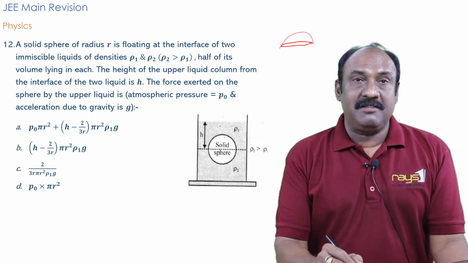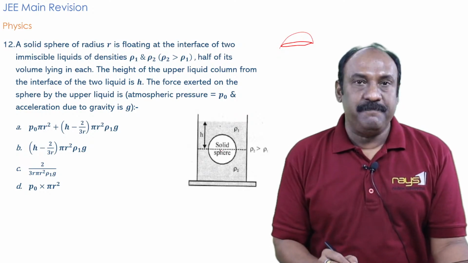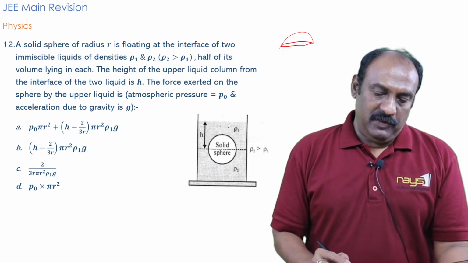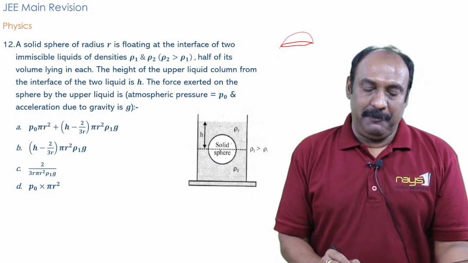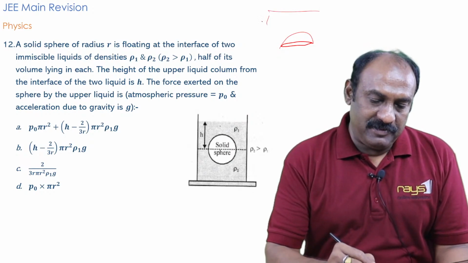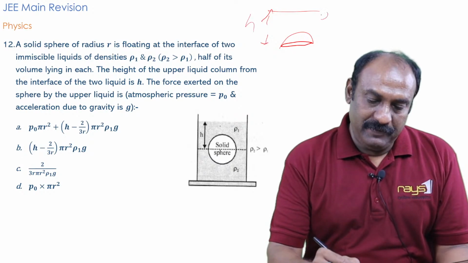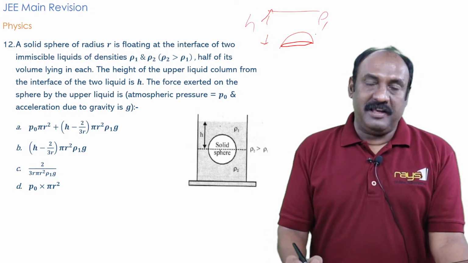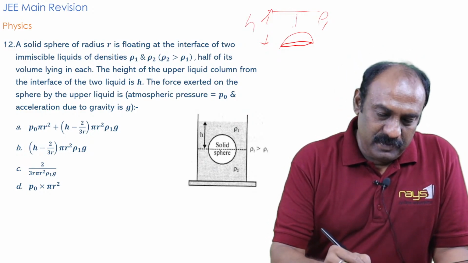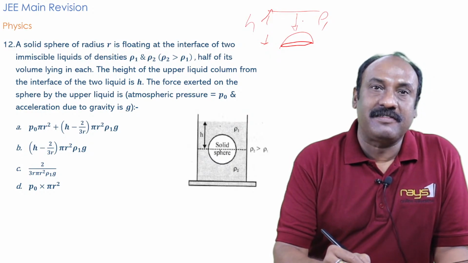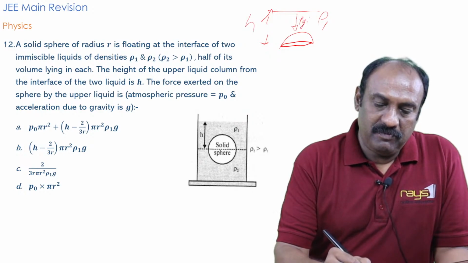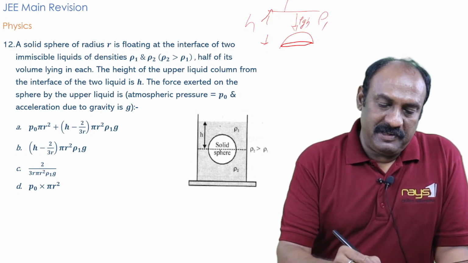So only the upper hemisphere of this sphere is under the effect of the upper liquid. So only the force exerted by the liquid on the upper half of the solid sphere. Now this is filled up to height h with liquid of density rho 1. Now tell me what are the forces acting on the upper half of the solid sphere here. The pressure due to this h layer of liquid is rho g h, and the pressure is P naught.